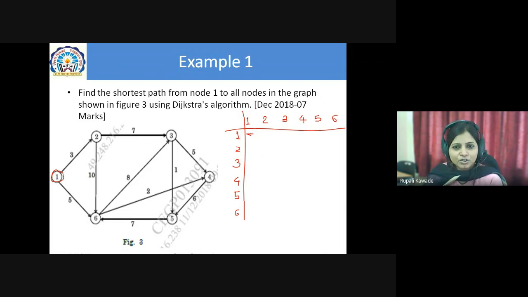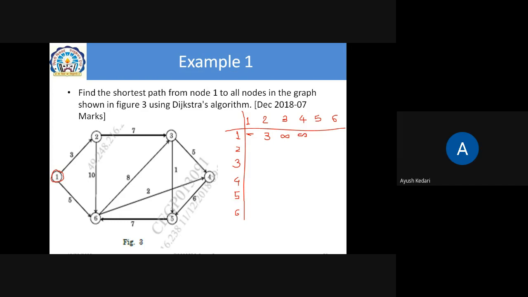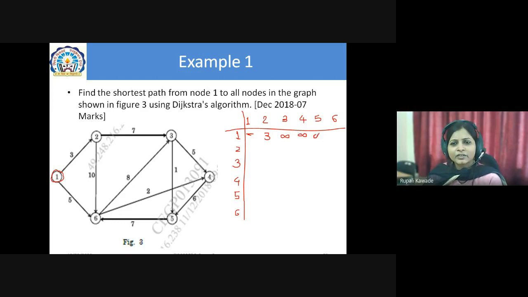What is the distance between 1 and 2? It is 3, so I will write 3 here. What is the distance between 1 and 3? Initially we will write infinity. And for 4, infinity, the same. Those which are not adjacent, their weights will be infinity. What about 1 to 6? It is 5.